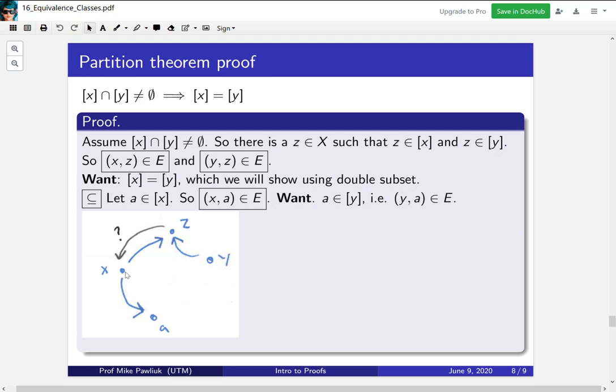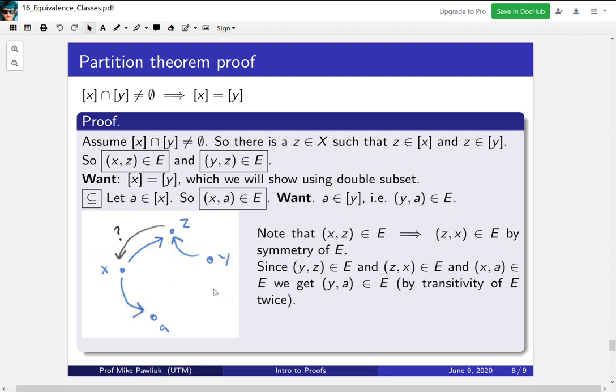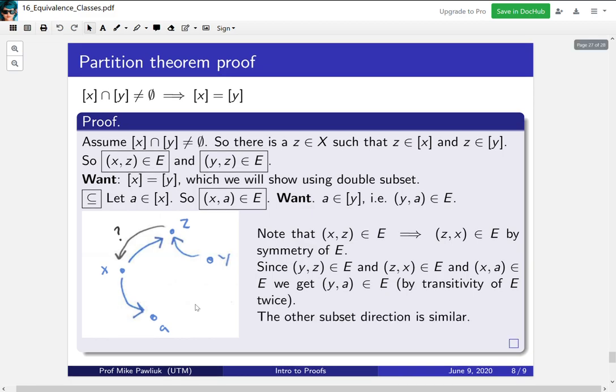Well, it's by symmetry of the equivalence relation. We know that X is related to Z, so by symmetry, Z will be related to X. So now we can include that arrow. Now if we have these three arrows, do we actually have an arrow that goes from Y to A? Yes, by transitivity. Since YZ is in the equivalence relation, since ZX is in the equivalence relation, and XA is in the equivalence relation, i.e. we just said that these three arrows are in there, then by using transitivity twice, we get that Y is related to A, which is exactly what we want. You can prove the other subset direction by yourself. It's basically the same thing.